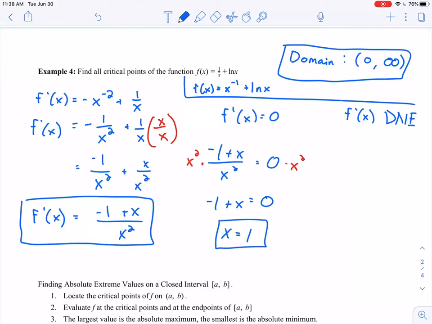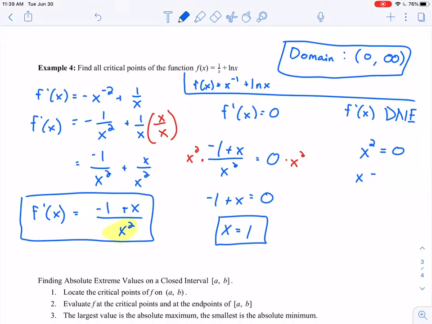Next, I need to think about where f prime of x does not exist. So again, I'm looking at my derivative over here, and my eyes are drawn to the denominator. That derivative would not exist if that denominator was equal to 0. That would give us something which is undefined. So I'm going to take my denominator, x squared, set it equal to 0. We can solve this equation relatively easily just by taking the square root of each side. And I end up with x equals 0. So this is a possible critical number.